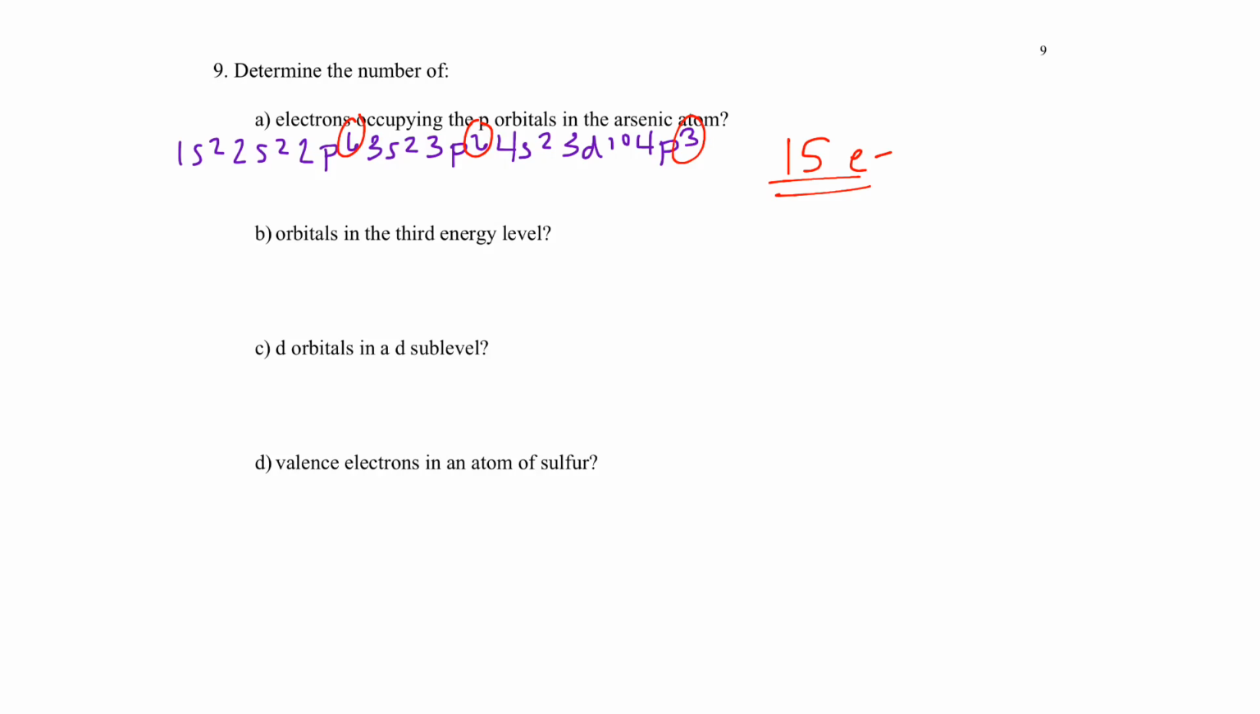Part B, it says how many orbitals are in the third energy level. Keep in mind, orbitals make up sublevels. So every s sublevel has 2 orbitals, every p sublevel, excuse me, made a mistake again. There we go. Every S sublevel has 1 orbital. P sublevels have 3. Ds have 5. Fs have 7. So the question is, in the third energy level, are all 4 of these present or just some of them?